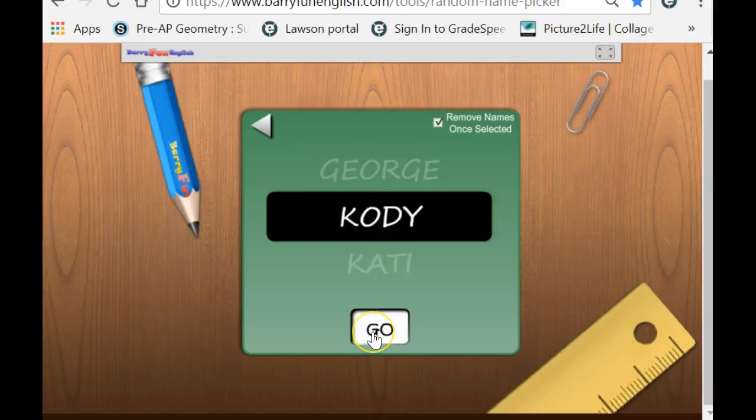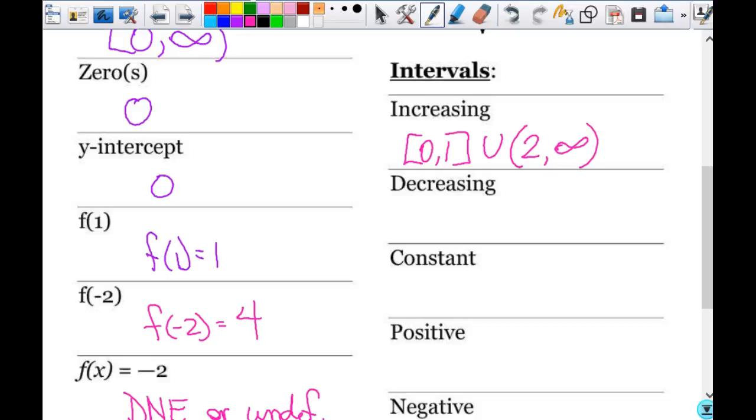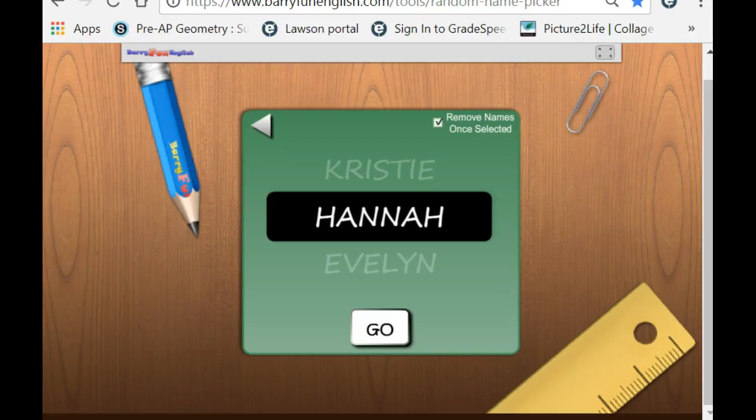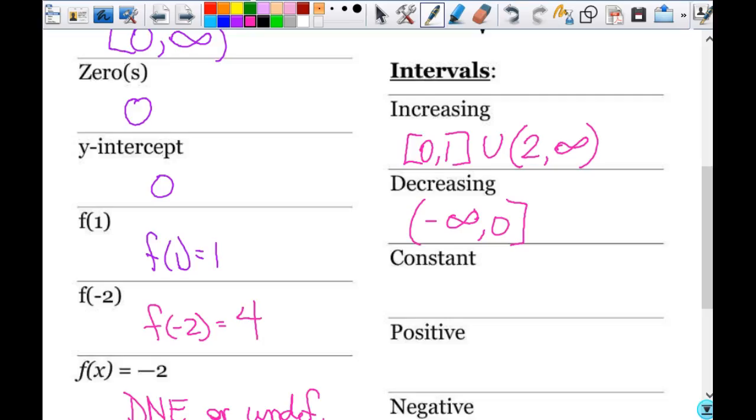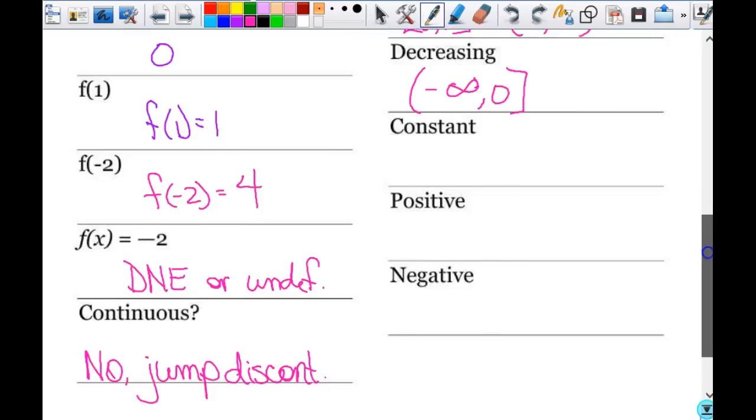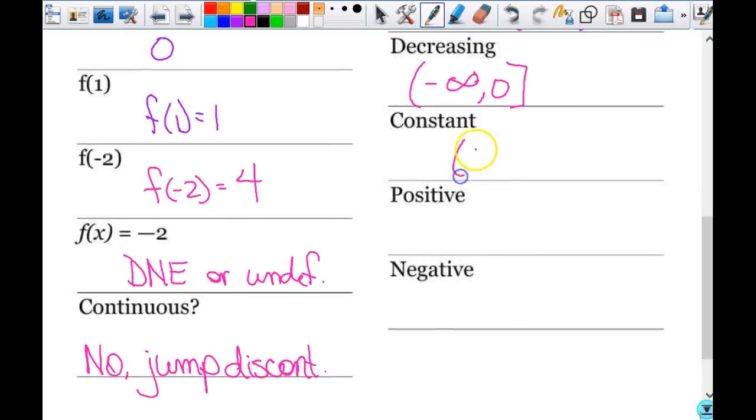Decreasing. Hannah, give me decreasing. 2. Okay. And is that it? Yes. Okay. Y'all agree with that? Awesome. All right. Constant. Cody. What's my constant interval? Awesome. You good with that?